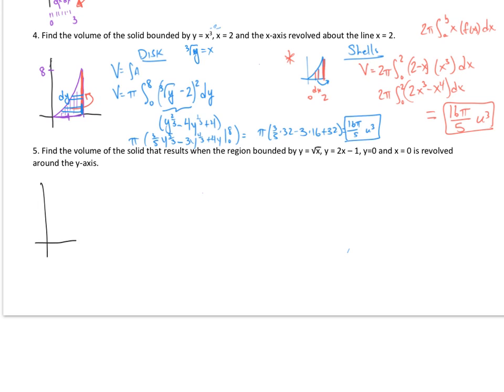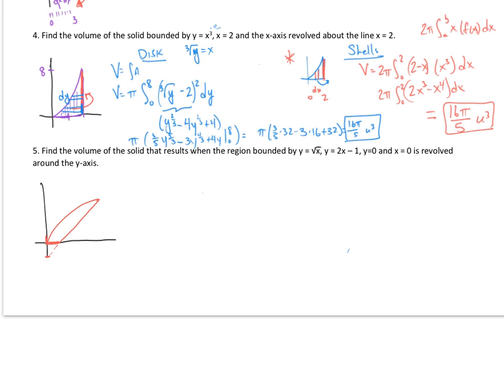So graphing this is what we're dealing with. We've got this square root of x function goes like that, and we've got 2x minus 1, so it crosses down here and then comes up, and we don't care about this region down in here because we are bounded by x equals 0 right here and y equals 0.